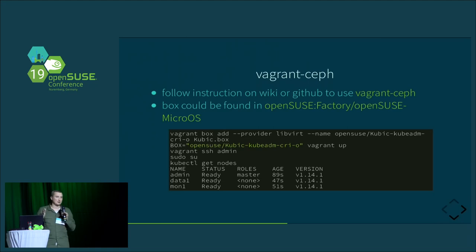So this is the starting point, the Kubernetes cluster on some nodes. So you can start to deploy Rook on it.